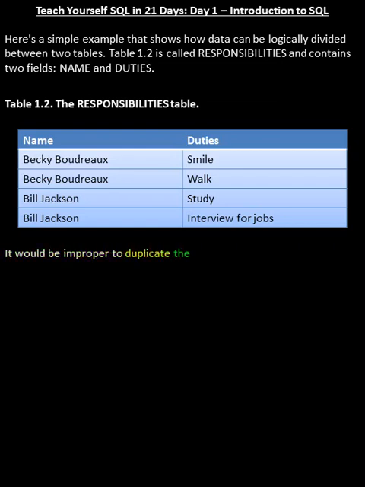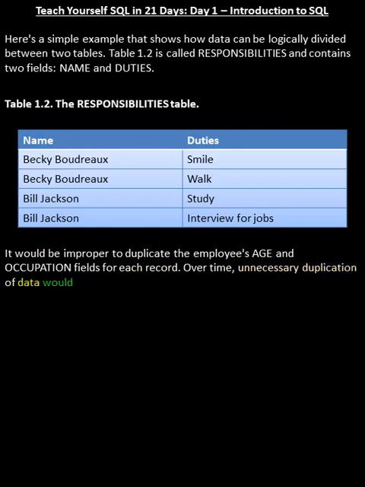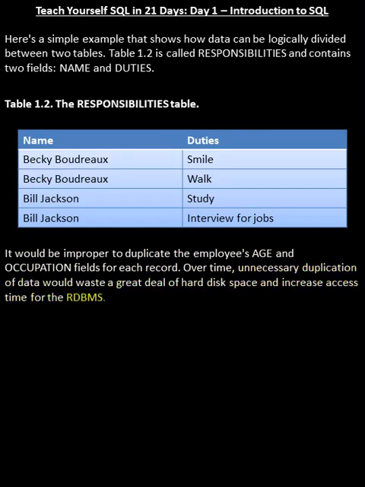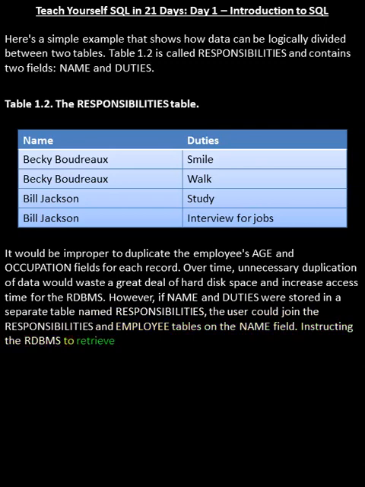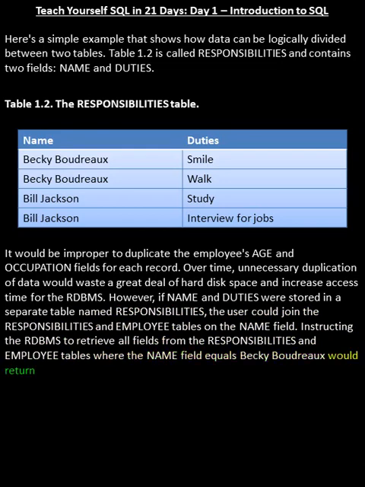It would be improper to duplicate the employee's age and occupation fields for each record. Over time, unnecessary duplication of data would waste a great deal of hard disk space and increase access time for the RDBMS. However, if name and duties were stored in a separate table named Responsibilities, the user could join the Responsibilities and Employee tables on the name field.